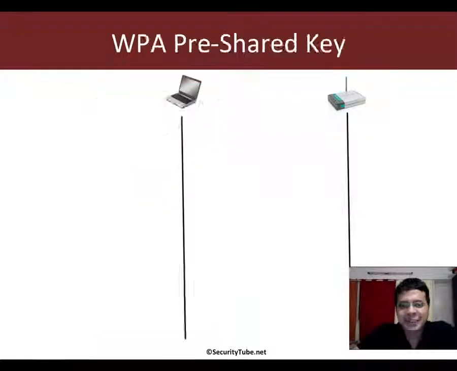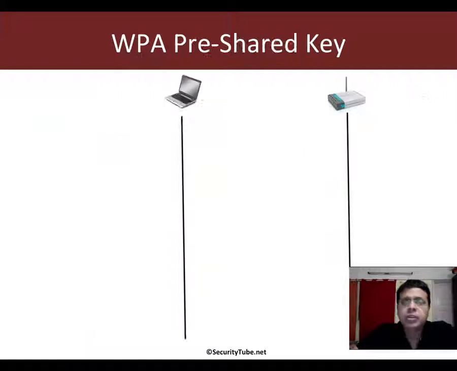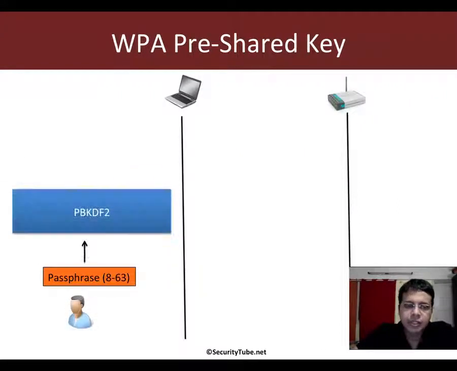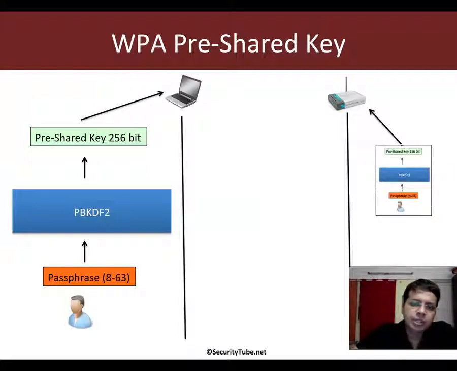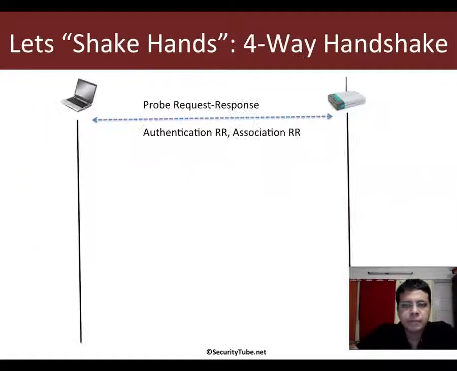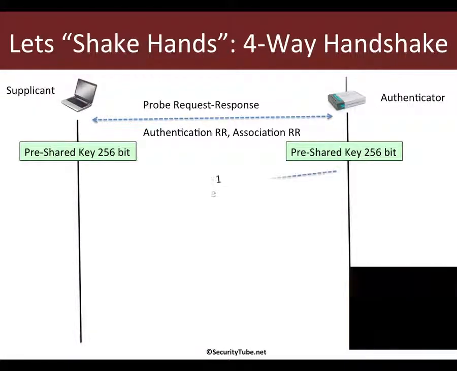So let's do a very quick recapitulation of what we've learned till now, because I can assure you this is not a very easy topic. So very quickly, we wanted to generate dynamic keys. The user entered a passphrase. We sent that through a hashing function that created the pre-shared key. The same key was derived by the access point. And from there on, basically, both of them have the same PSK, 256-bit.